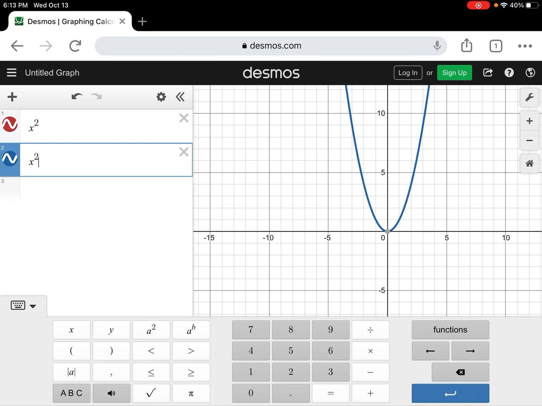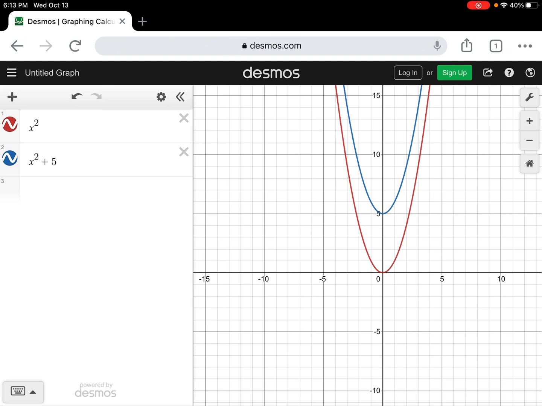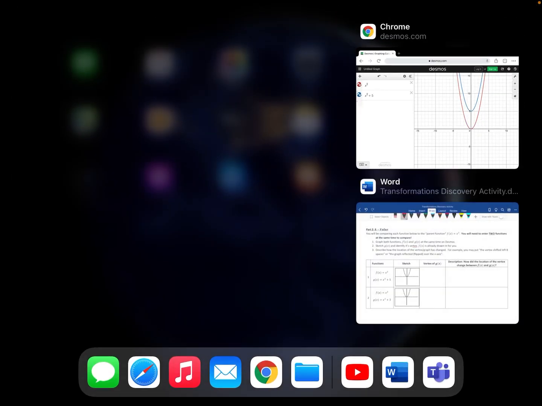The second one was x squared plus 5. You can see my first function, x squared, is my red line, and x squared plus 5 is my green line. You can see that my vertex moved from the origin, (0, 0), up to (0, 5). That is what we want to see.